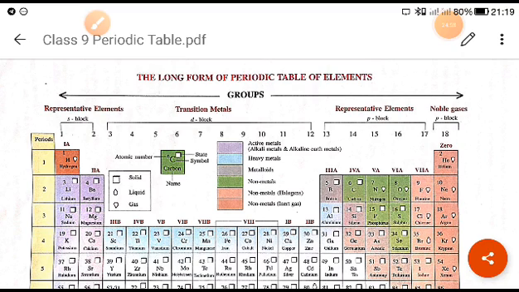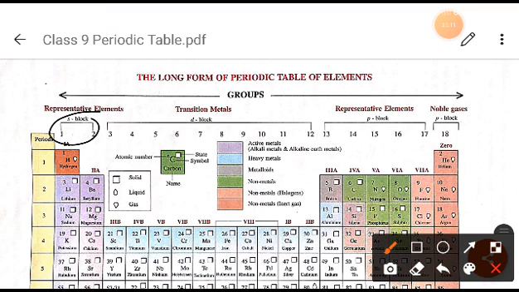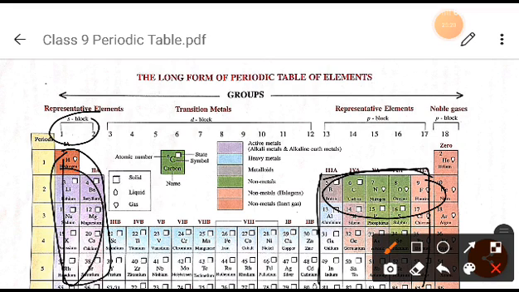So when you talk about the main characteristics, they include both metal and non-metal. Here in the representative elements, all of these include both metal and non-metal. They are in regular gradations from metallic to non-metallic character as one moves from left to right across the period. If you move from here to here, you will see that the metallic character decreases.